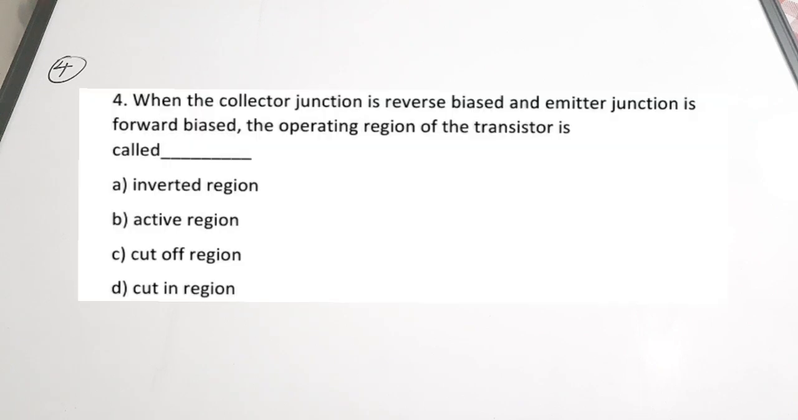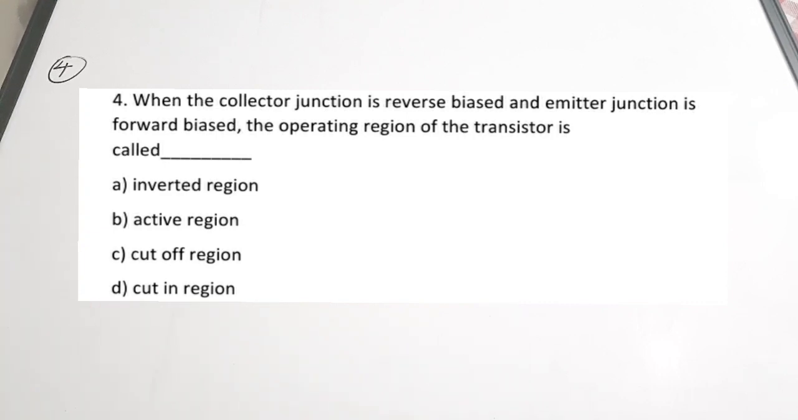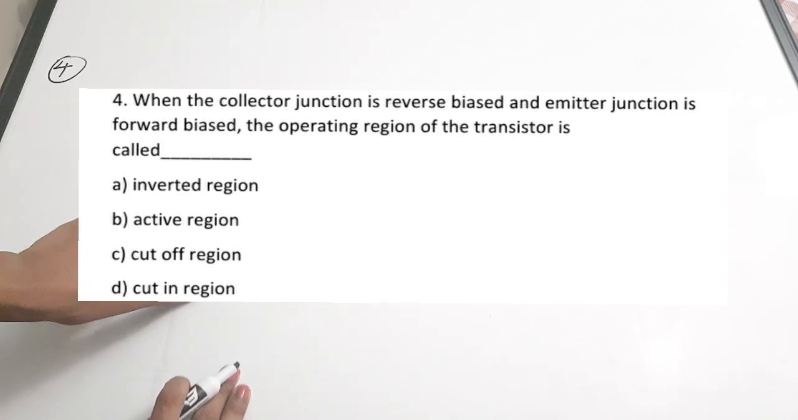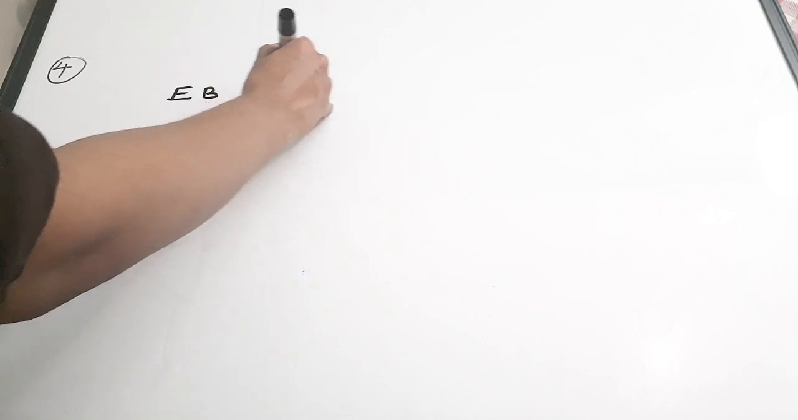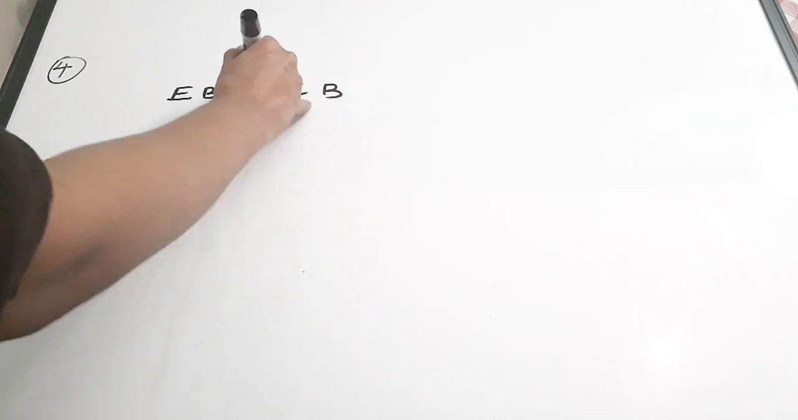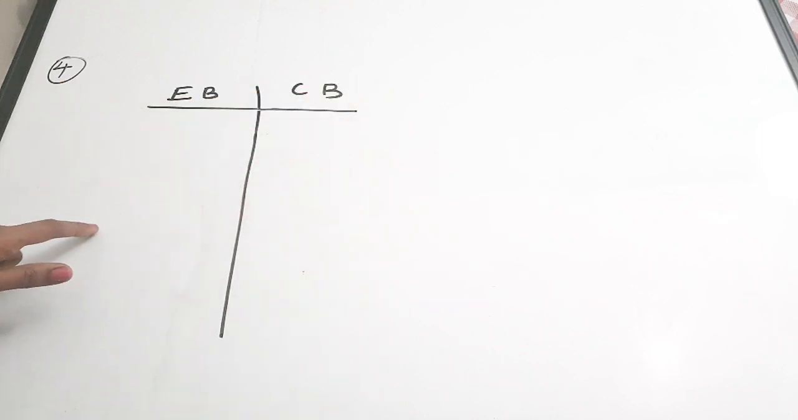So the fourth question is connecting to the mode of operation or the region of operation of the transistor. When the collector junction is reverse biased and the emitter junction is forward biased, the operating region of the transistor is called dash. Okay, so based on the forward bias and the reverse bias of the two junctions, the transistor configuration can be of 4 types. There are two junctions, emitter base junction and collector base junction. EB is emitter base junction and CB is collector base junction.